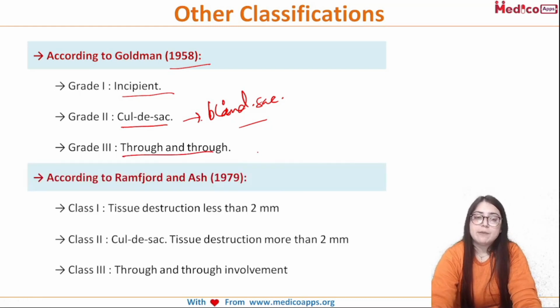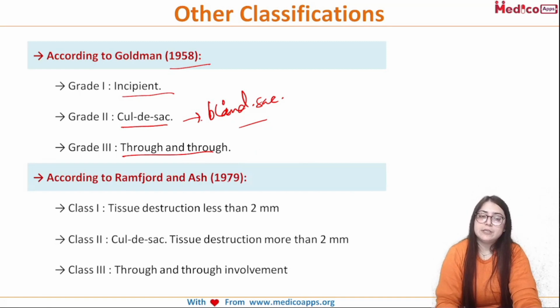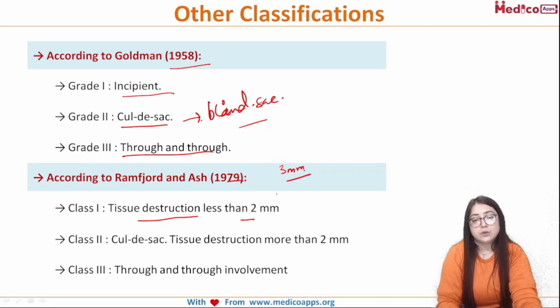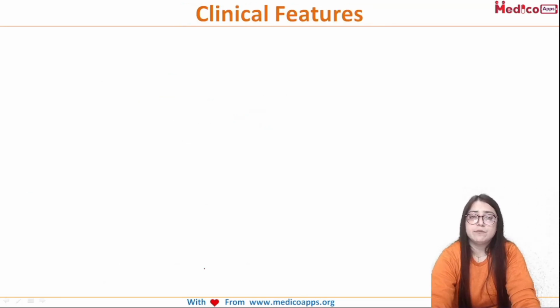Then according to Ramfjord and Ash in the year 1979, it again has been divided into 3 classes. Class 1 says tissue destruction less than 2 millimeters. In horizontal, they were saying 3 millimeters, right? So you should not confuse that. Then class 2, that means cul-de-sac, tissue destruction more than 2 millimeters, and class 3 will be through and through involvement. So this is the classification for the furcation area.